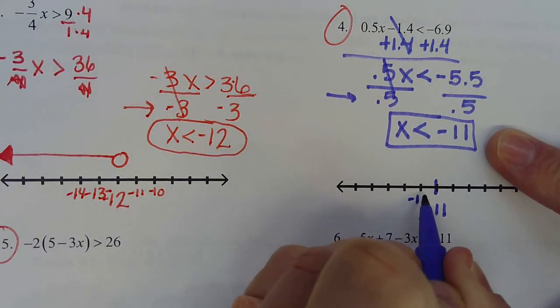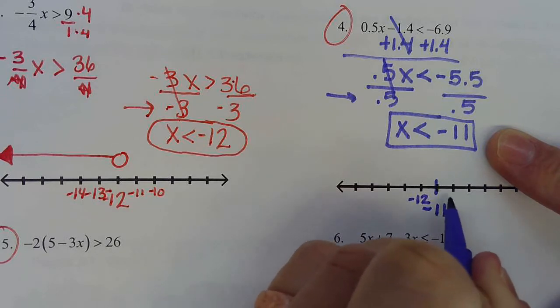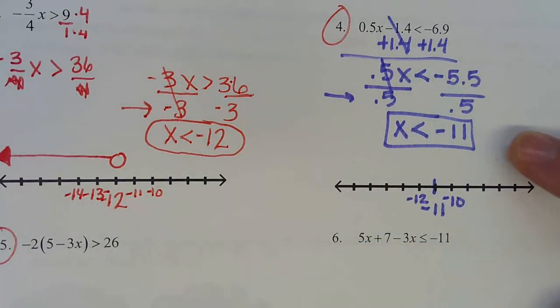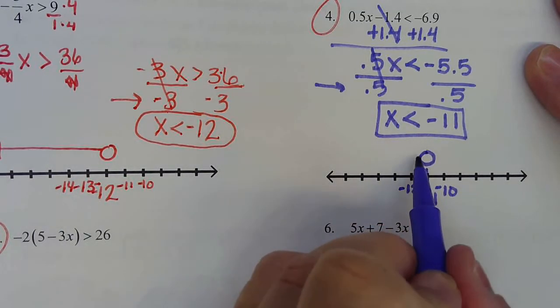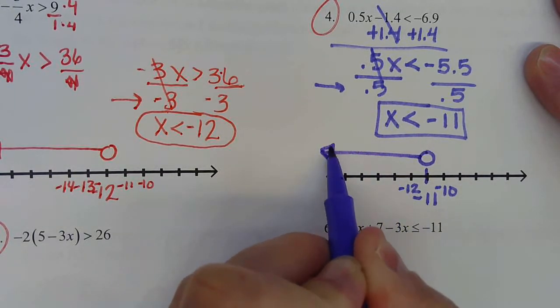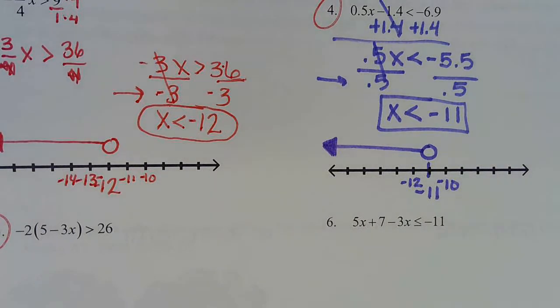A number less than negative 11 is negative 12. A number bigger than negative 11, or closer to 0, is negative 10. Open circle at negative 11, going to the left.